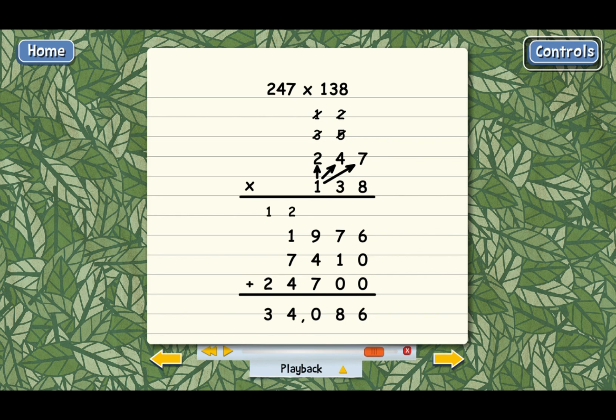So our final answer is 34,086. And notice that the only real difference between this example and the other 3-digit by 3-digit multiplication problems that we've been doing is this one's a little messier because of the carrying.